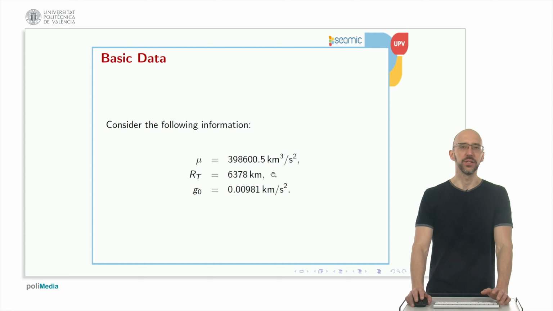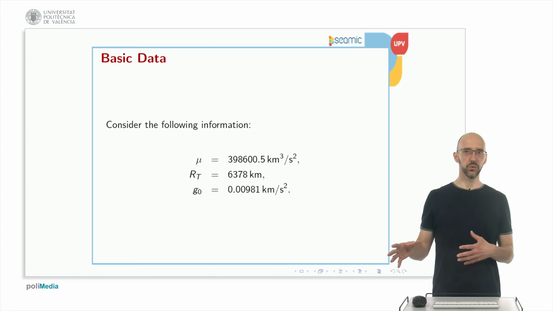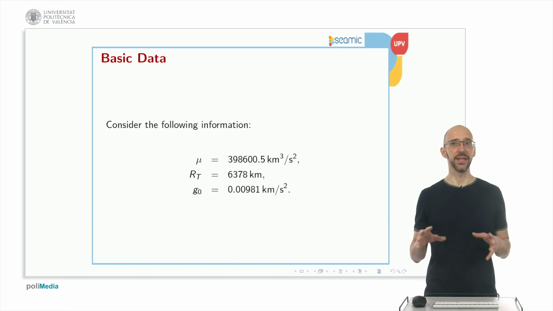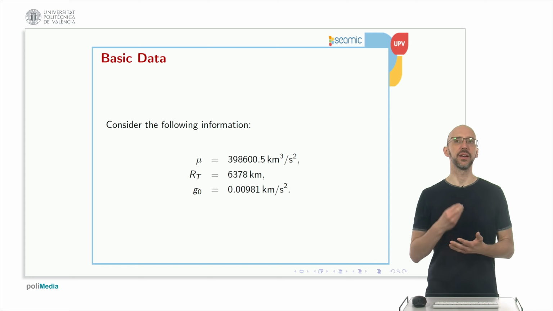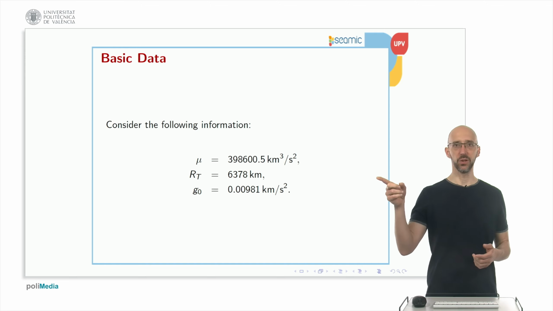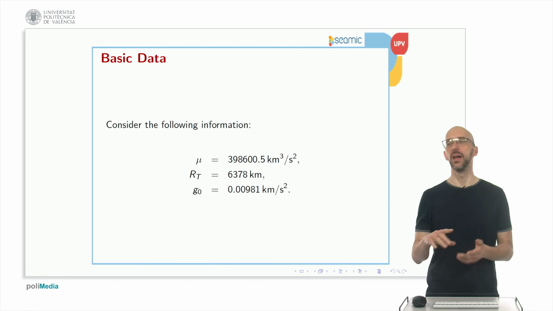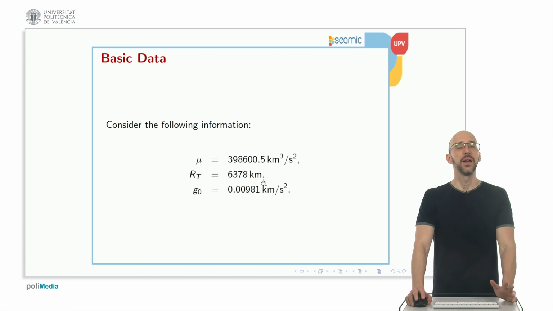Okay, so let's continue. First thing: this is just data that you need to remember when you are going to do exercises. These are the information you need in order to solve any calculation. Mu, let me recall, is the standard gravitational parameter. The second one, RT, is the radius of the Earth, and G0 is the acceleration of gravity at sea level. As you see, I'm using units in kilometers. The first one is in kilometers cubed divided by seconds squared.